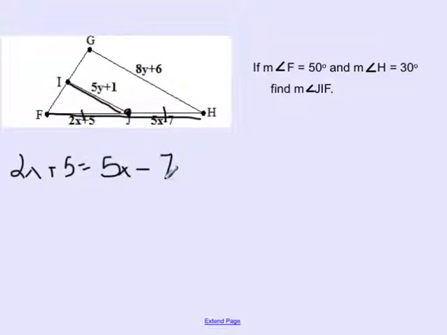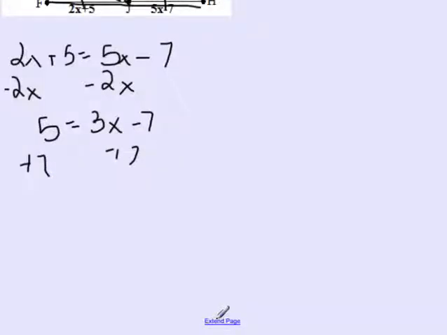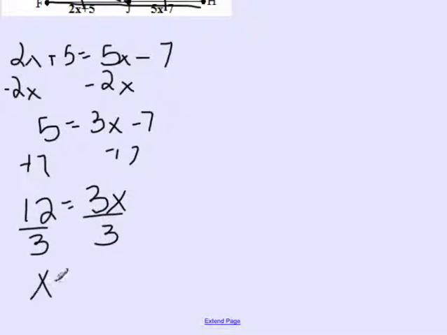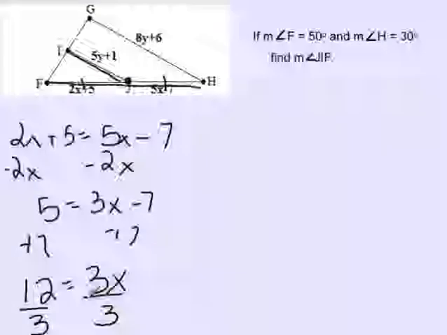So now we're going to solve this for x. We subtract 2x from both sides, and then we get 5 is equal to 3x minus 7. Add 7 to both sides, and we get that 12 is equal to 3x. Since that 3 is being multiplied by the x, we divide both sides by 3, and we get that x is equal to 4. We're done with that one.